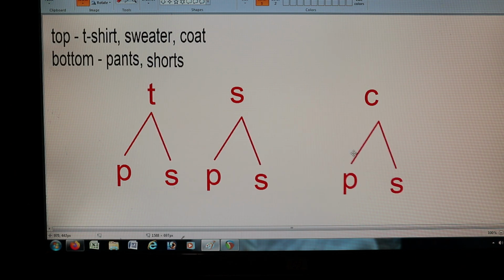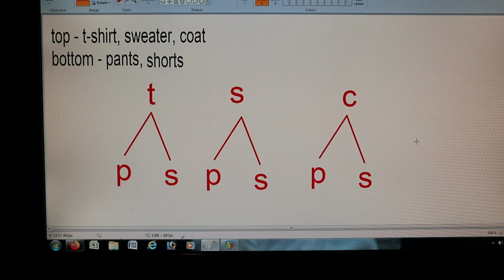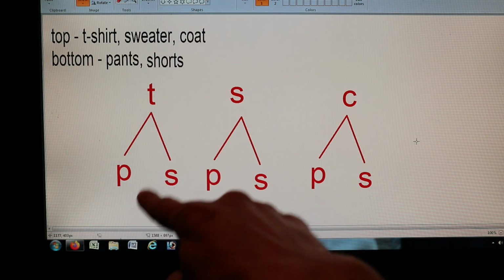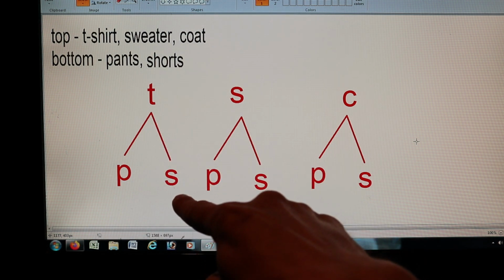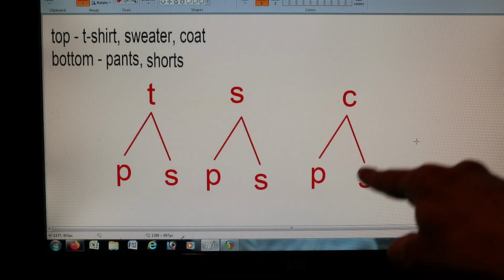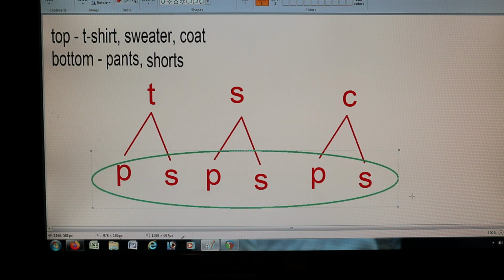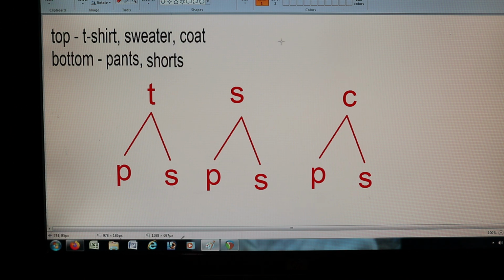Now, with all these trees here, you can see all the possible outcomes. You could have a t-shirt with pants, a t-shirt with shorts, a sweater with pants, a sweater with shorts, a coat with pants, or a coat with shorts. So right down below here, let me switch a color here. These are all the possible outcomes. So you have 6 possible outfits you could wear with all these different combos or combinations.